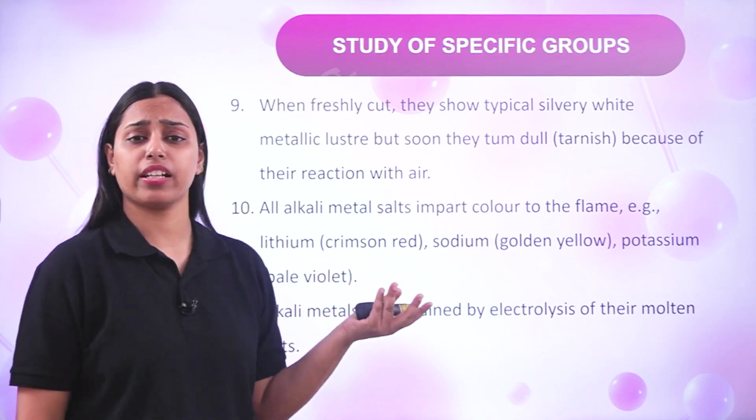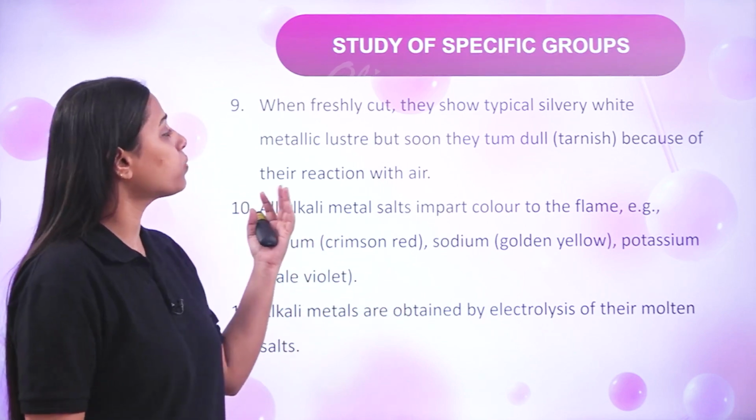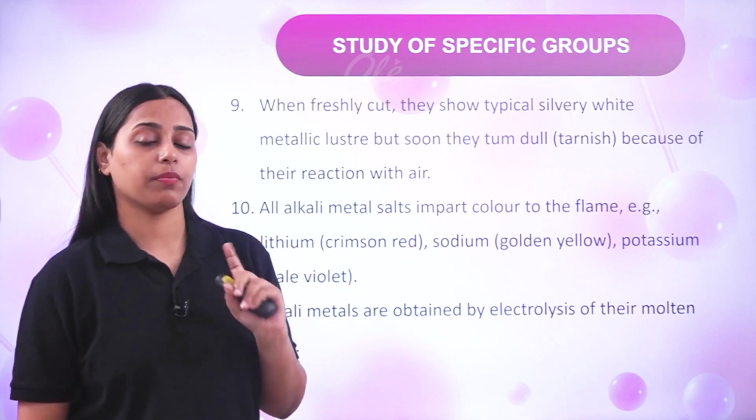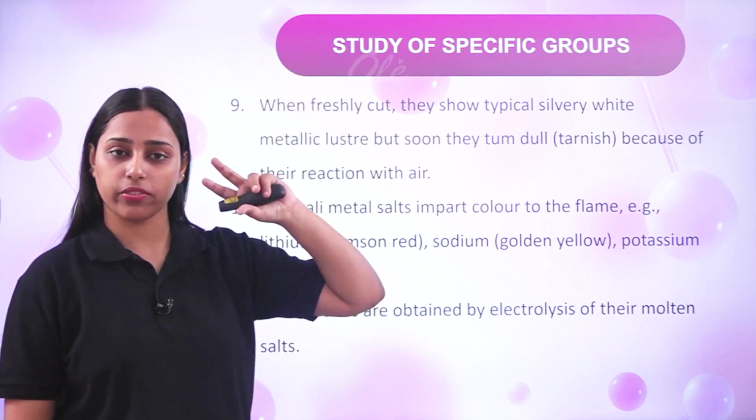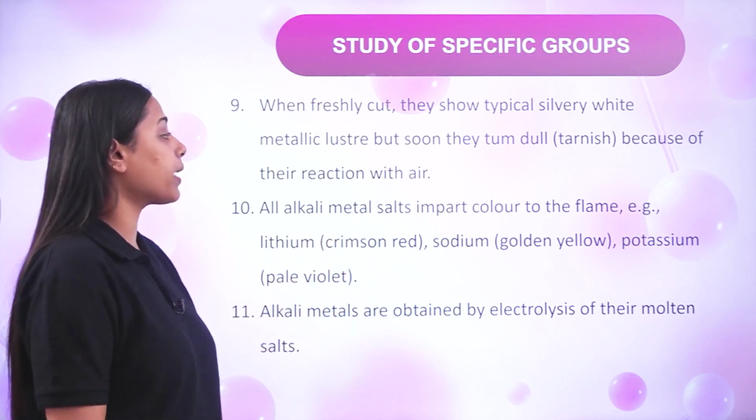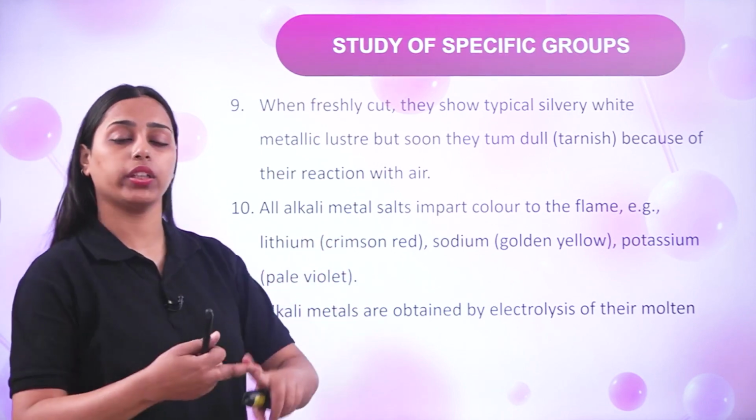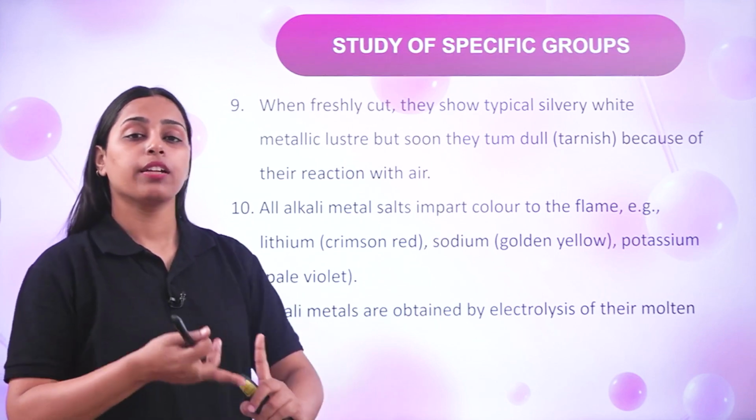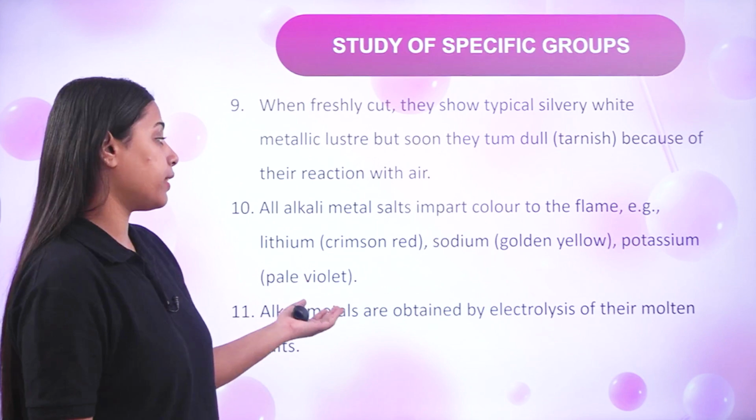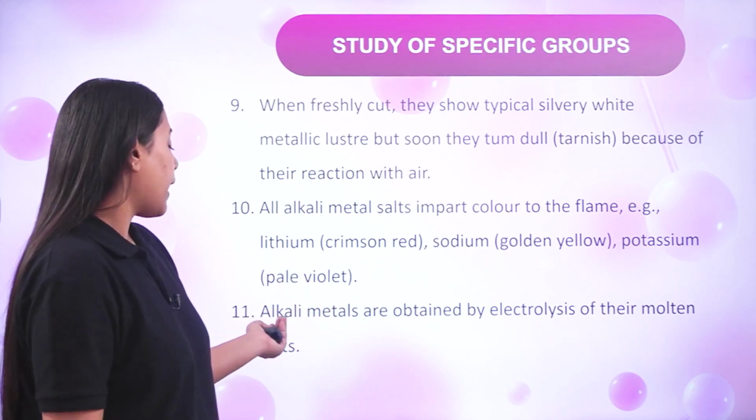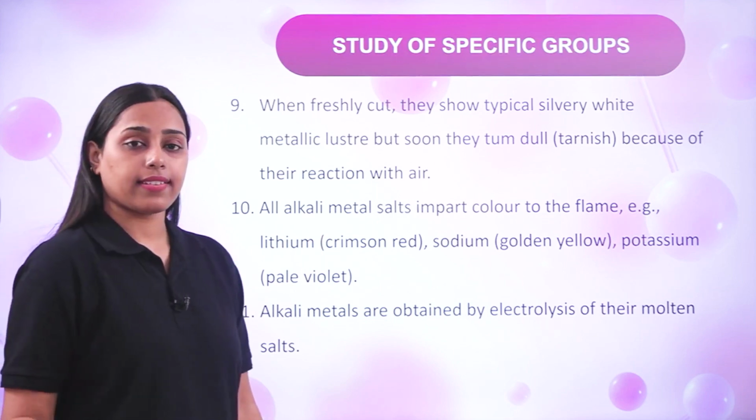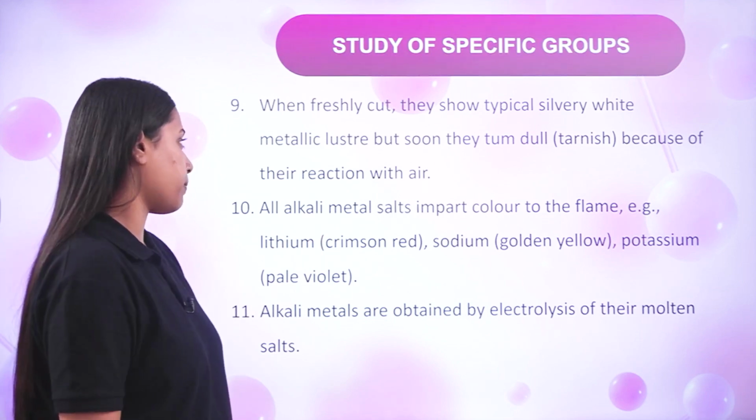They are metals, so they are lustrous in nature, we know this. But soon they turn dull, tarnished because of oxidation, because they come in contact with atmospheric oxygen and oxidation takes place. All alkali metal salts impart color to the flame, like sodium, it imparts golden color. Potassium imparts lilac color, whereas lithium, crimson red. Alkali metals are obtained by electrolysis of their molten salts like NaCl, LiCl in this manner.